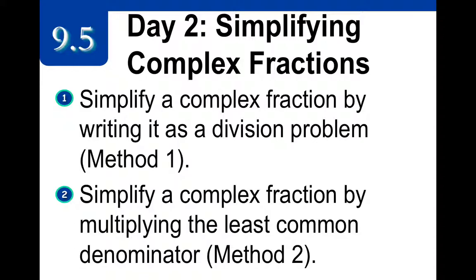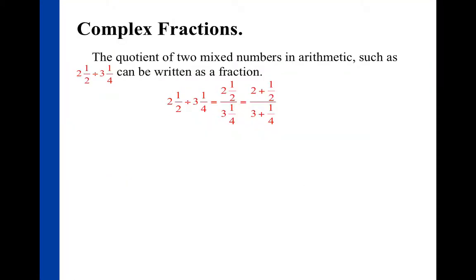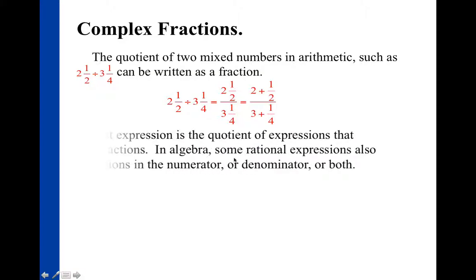The first one is we simplify a complex fraction by writing it as a division problem, which is easy because if we can write a fraction as a division, we just change it to multiplication and flip. Remember, a complex fraction can look like this. We can take 2 1/2 divided by 3 1/4 and write it as 2 1/2 over 3 1/4. We can break apart 2 1/2 as 2 plus 1/2 and 3 1/4 as 3 plus 1/4. That is a complex fraction because we have a fraction over a fraction. That's all it means to be a complex fraction.